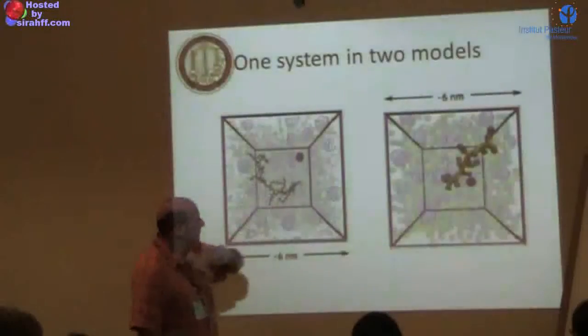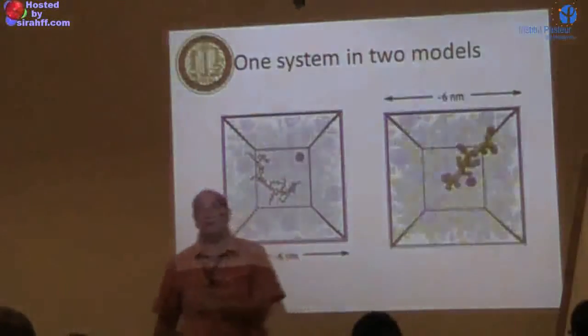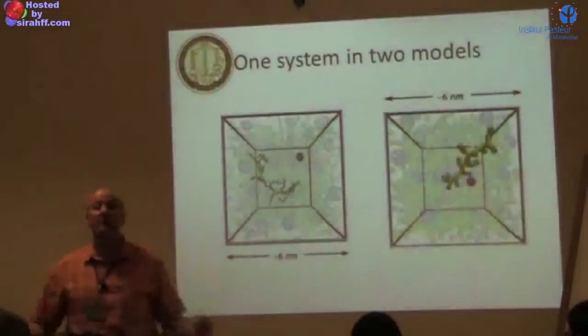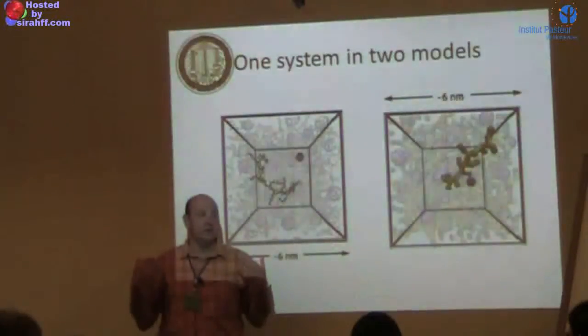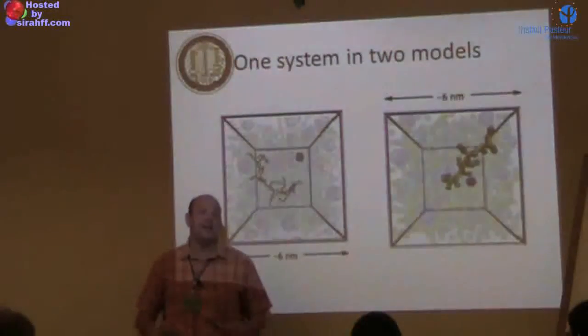We go from this to this, and now, instead of 6 nanometers on the side, we can go to 25 nanometers on the side, 100 nanometers on the side. That's what we can do. And that is where a lot of the real questions, the mesoscale morphological questions, are. That's where we want to get to.